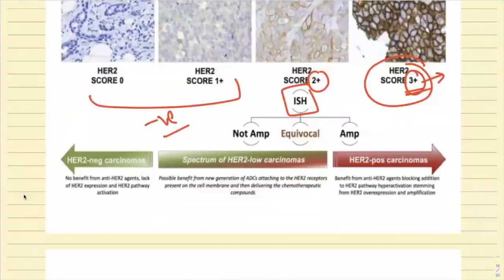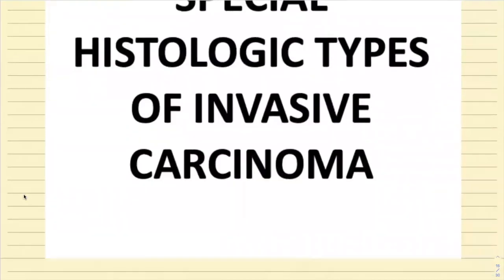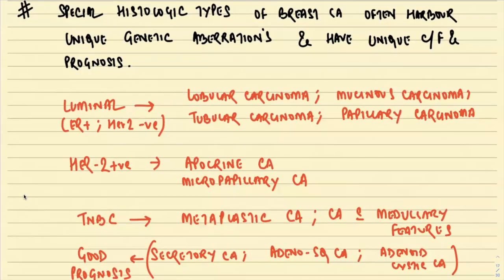Now coming to the special histologic types of invasive breast carcinoma, very, very important. Why it is important, we will see. We are always doing immunohistochemistry to know whether they are luminal, HER2, or TNBC. Now, there are some histological points, so we can morphologically diagnose a particular tumor, and we can basically go for a luminal diagnosis as well.